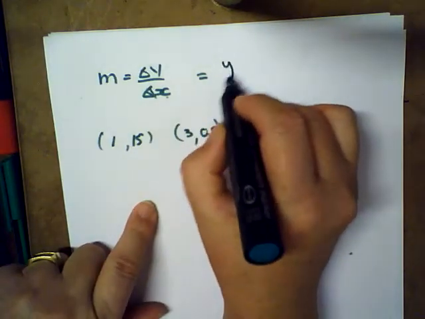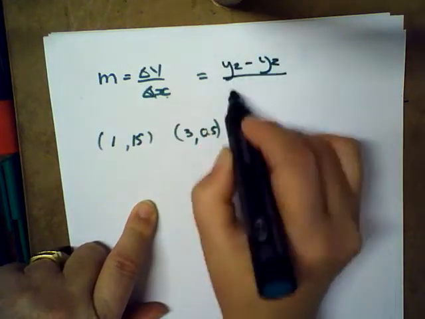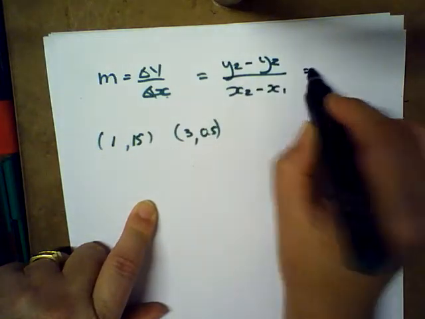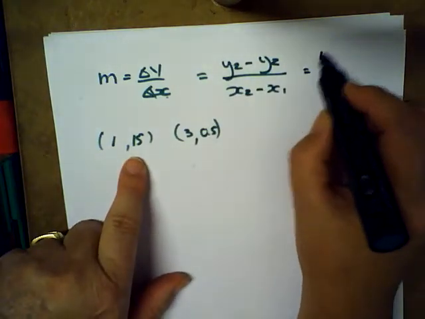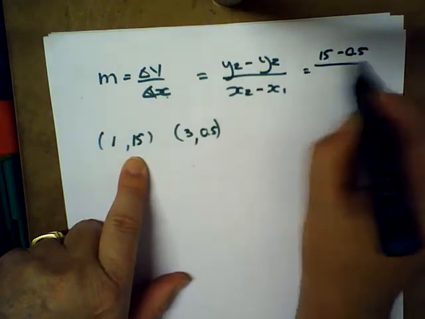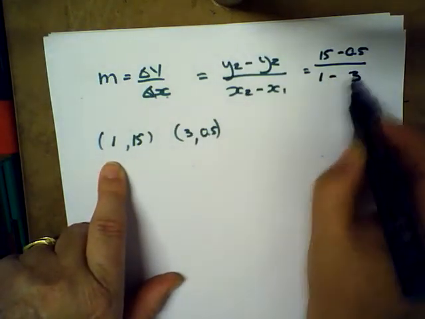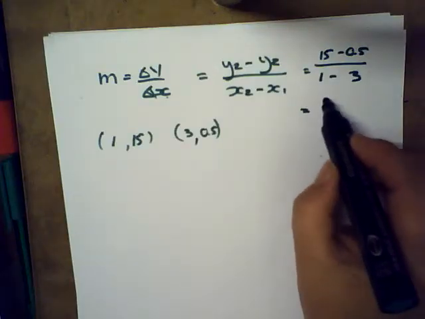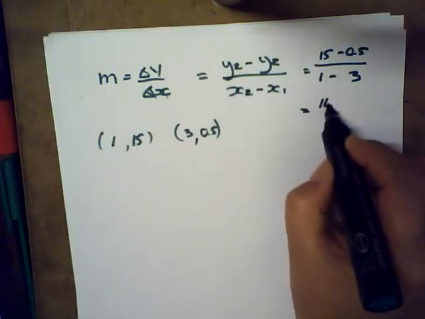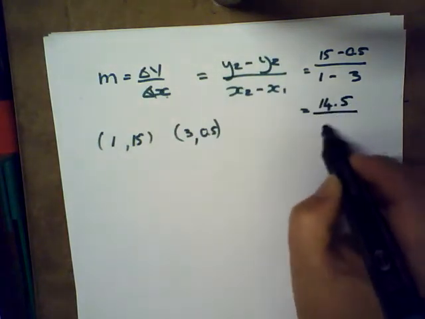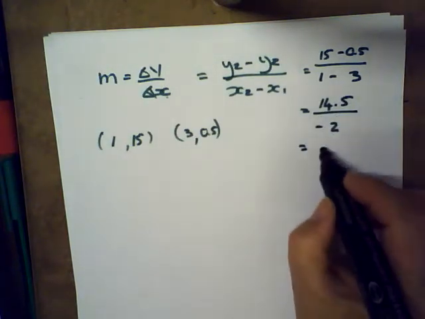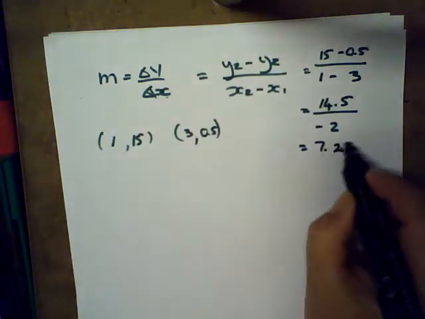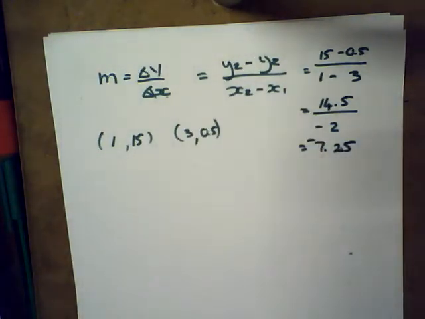So delta y over delta x. I'm substituting these values in. 15 minus 0.5 and 1 minus 3, and I should get a negative gradient. So this is 14.5 over negative 2. So something like that, negative 7.25. For my line, my grid, there is a variety of answers that could be correct here. Good, let's go on to the next part.